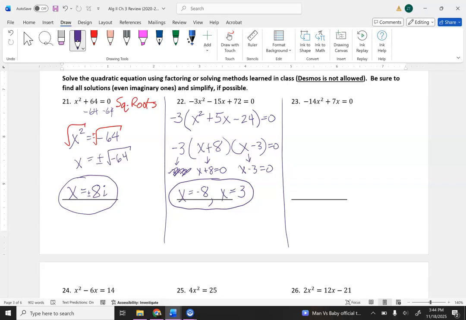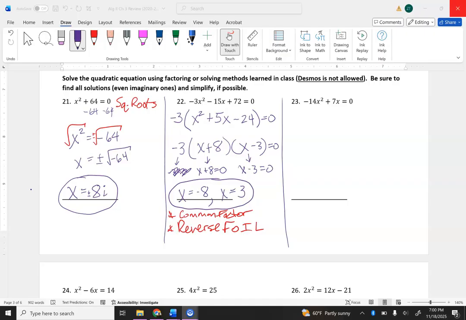And I never wrote down, I like to write down what we use for that. So that one was reverse FOIL was the main one, but we actually started with a common factor. So first we divided out that negative 3, then we reverse FOILed.